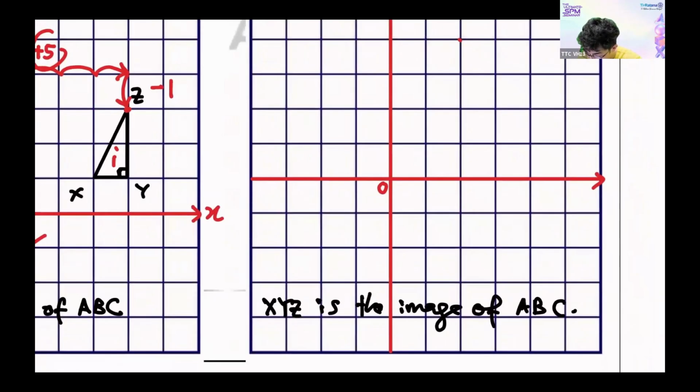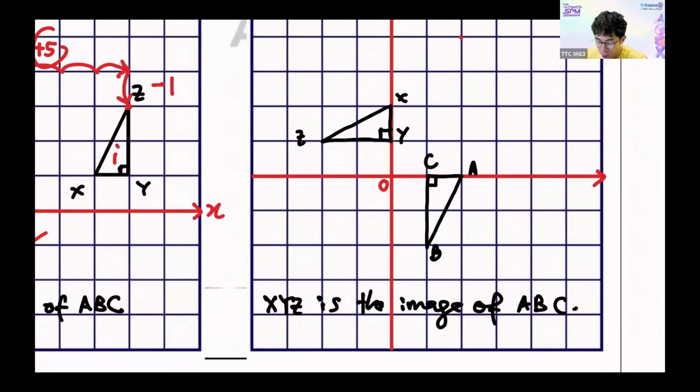Now, let's say we have this situation. Don't draw, I just want to show it to you. This one, A, B, and C. Then after that we have another one which is like this. Now this will be X, Y, Z. Obviously by reading this, they already showed X, Y, Z is the image of ABC. So this is the image, this is the object.